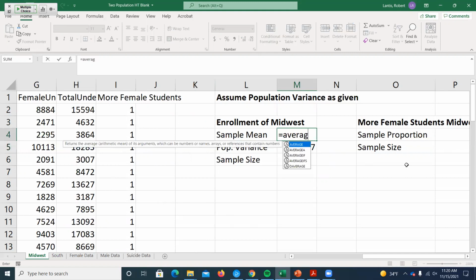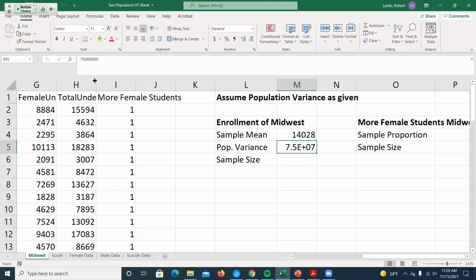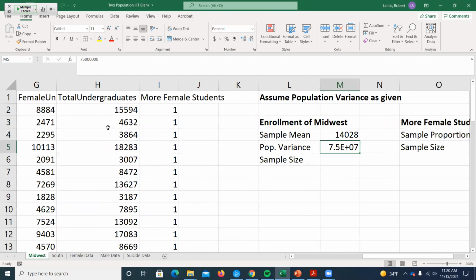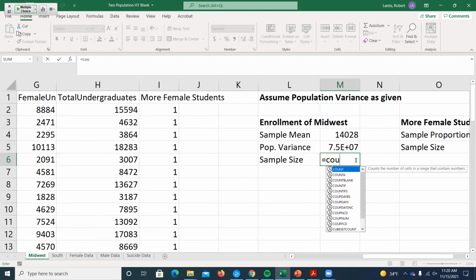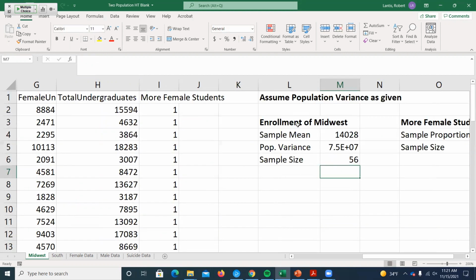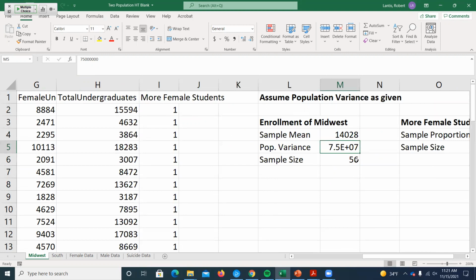And from our sample, we can come up with a sample mean for this total undergraduate enrollment group. So Control+Shift or Command+Shift on a Mac, Enter, we've now got our sample mean. So we're looking at this total undergraduate variable. I can then come up with my sample size using that count function. This is all stuff that we hopefully are getting pretty familiar with. Using the count function always gives us our sample size. The average will give us our sample mean. Okay, so I've got this for the Midwest schools that I had.